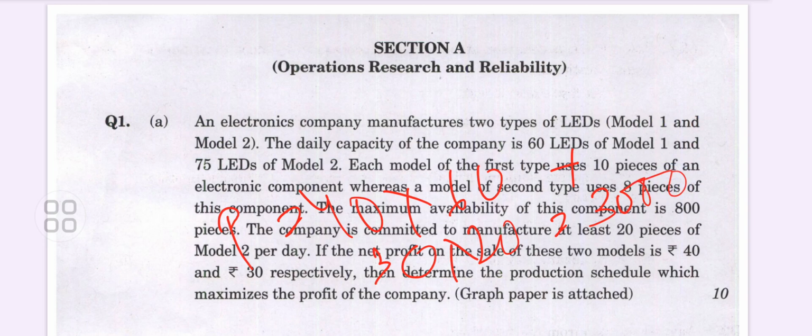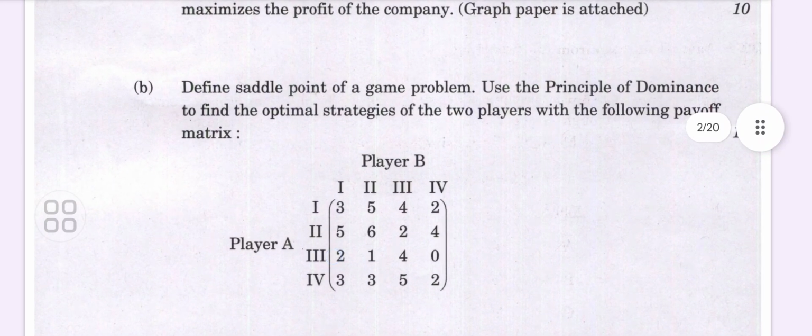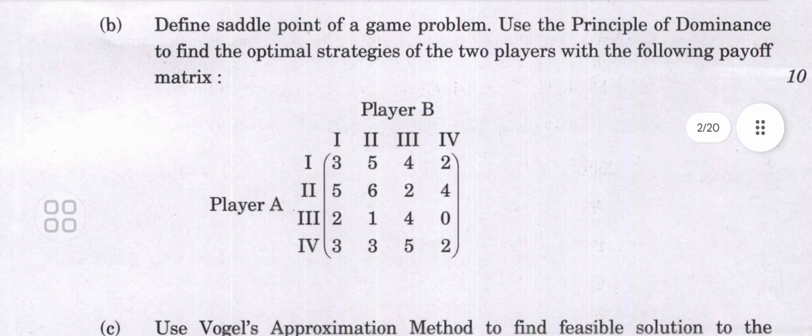Now coming to the second question, which is based on game theory. Define the saddle point of a game problem and use the principle of dominance to find the optimal strategy of the two players. This is a payoff matrix, nicely given. What is a saddle point? We all know in a payoff matrix, it is an element which is the smallest in its row and the largest in its column, and it represents the optimal strategy for both players, where neither player can unilaterally improve their outcome by changing their strategy. So this is the given payoff matrix.